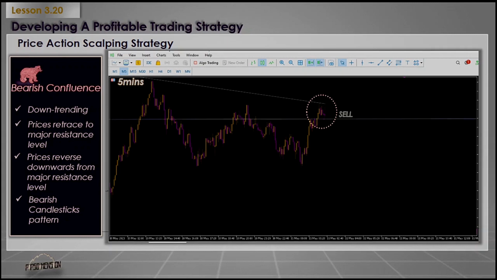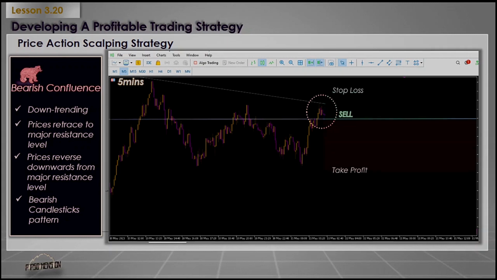Enter a sell order here and apply a risk to reward ratio of 1:2 to set up the stop loss and take profit targets. We will set the stop loss above the previous resistance level and allow the trade to run until it hits either of our targets. This was a profitable sell trade. We can see the price hits the take profit target.